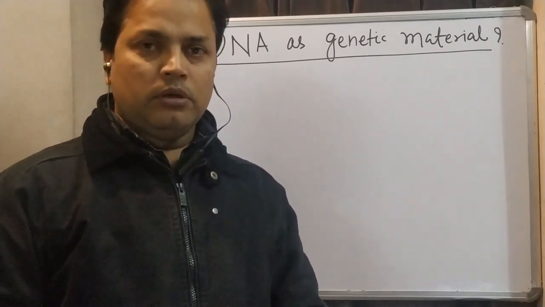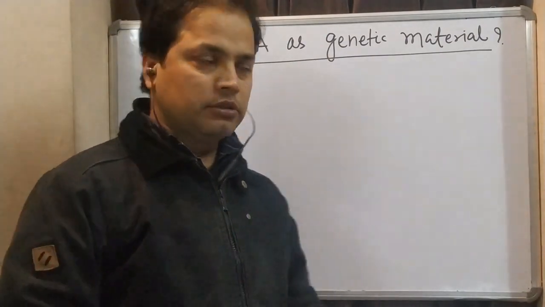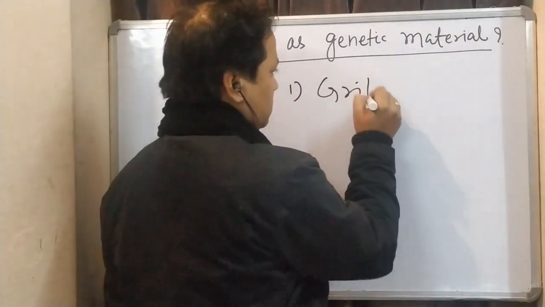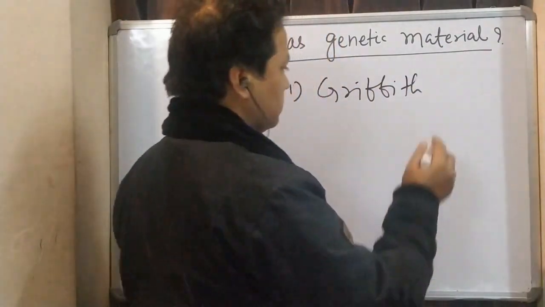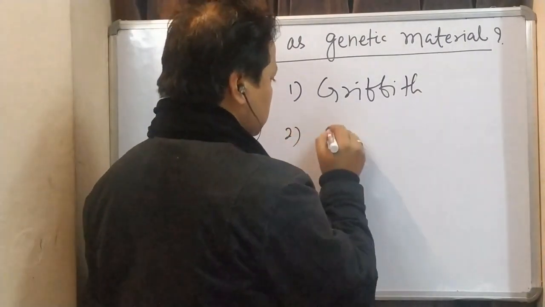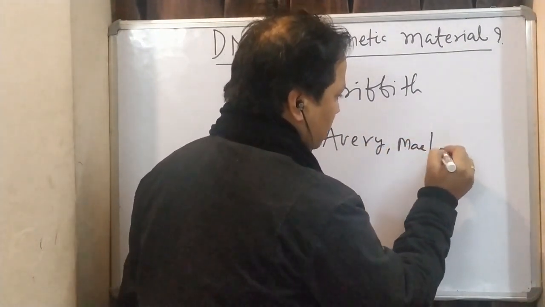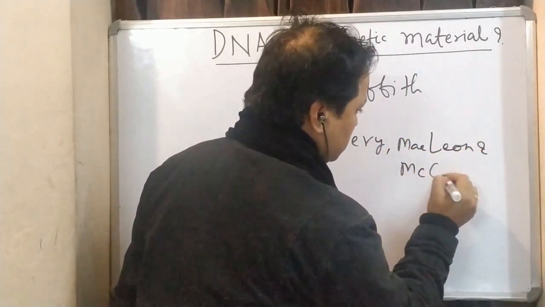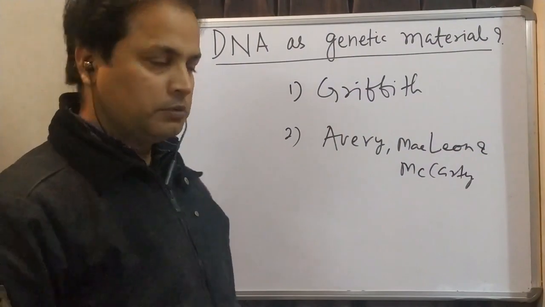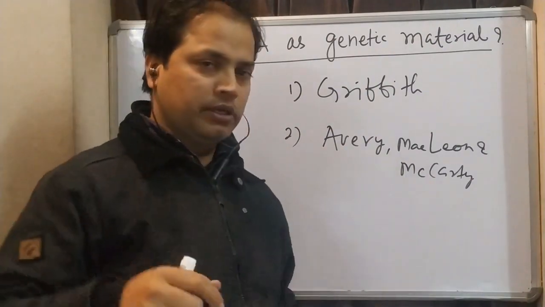In the last lecture we have seen two of the experiments to prove that DNA is genetic material. One was Griffith's experiment, where they used transformation, and the second experiment was by Oswald Avery, Colin MacLeod and Maclyn McCarty. Griffith's experiment was on the basis of transformation, and the second one was Avery, MacLeod and McCarty, where they used digestive enzymes.